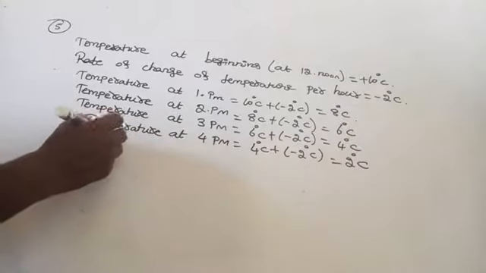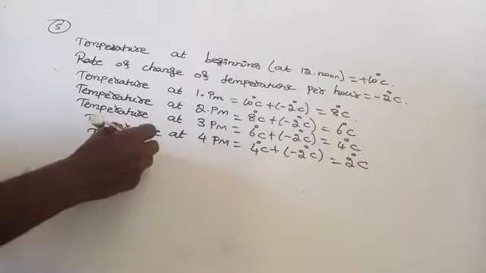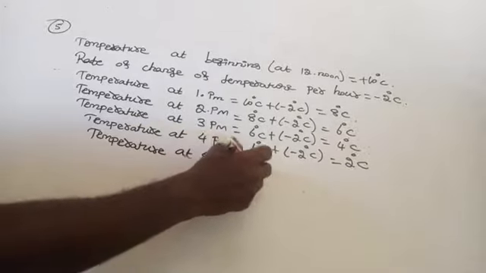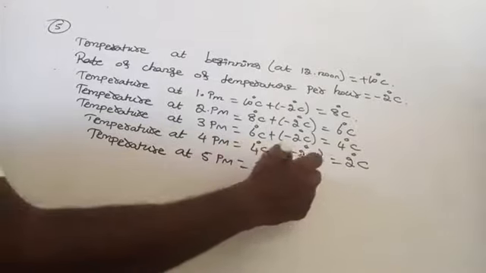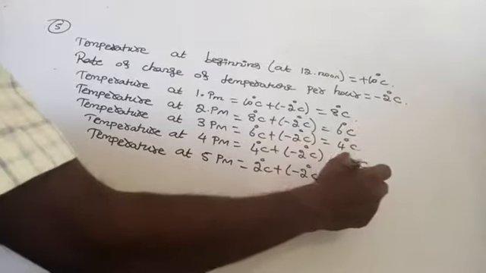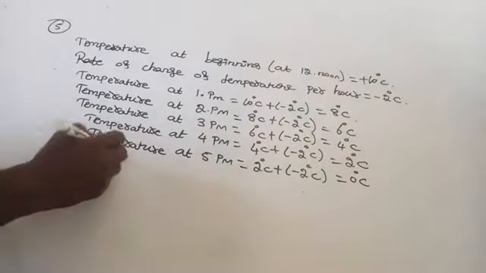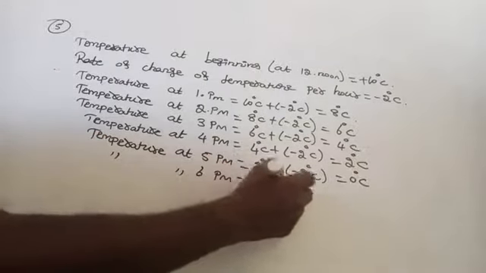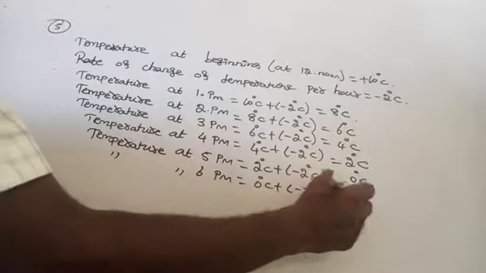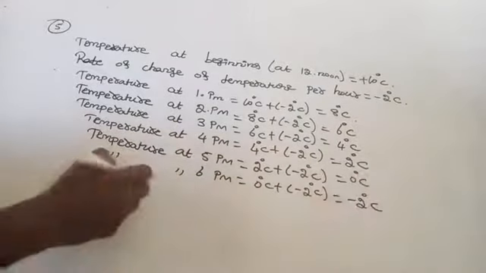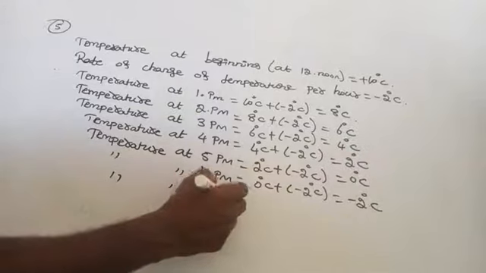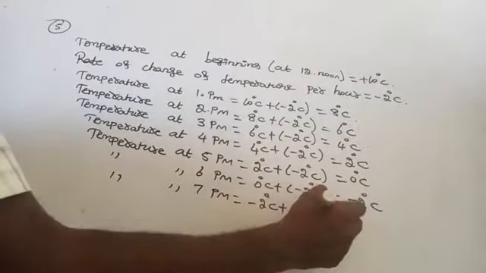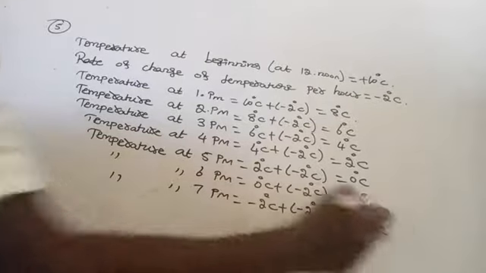Then the temperature at 5 p.m. is equal to 2 degrees Celsius plus minus 2 degrees Celsius. Then it is 0 degrees Celsius. Then the temperature at 6 p.m. is 0 degrees Celsius plus minus 2 degrees Celsius, which is equal to minus 2 degrees Celsius. Then the temperature at 7 p.m. is minus 2 degrees Celsius plus minus 2 degrees Celsius. Then it is minus 4 degrees Celsius.